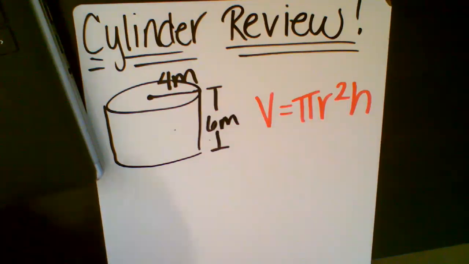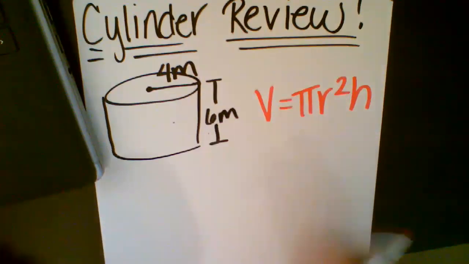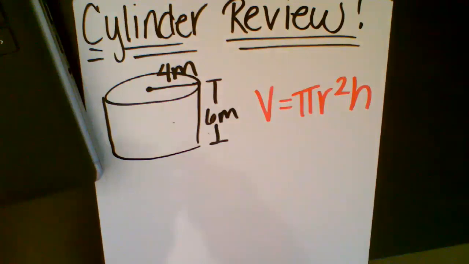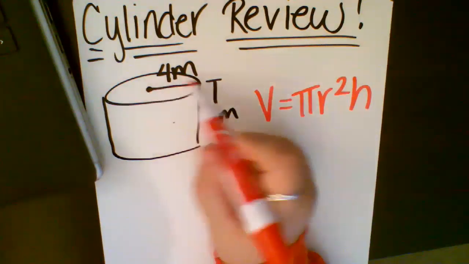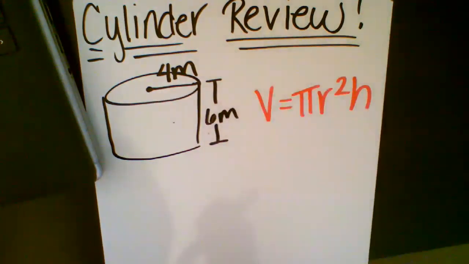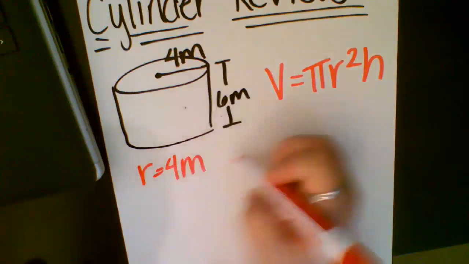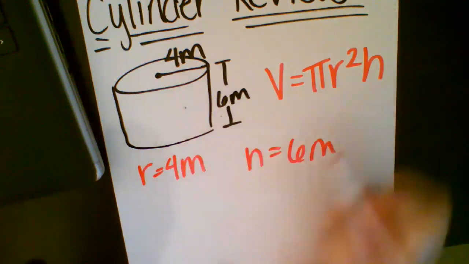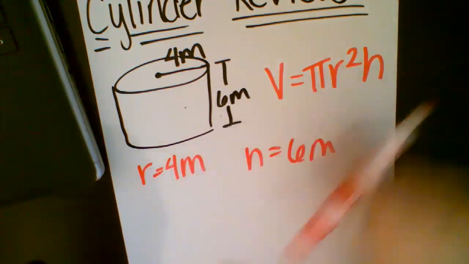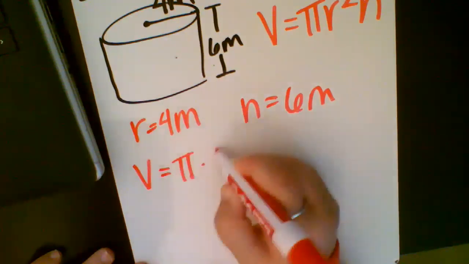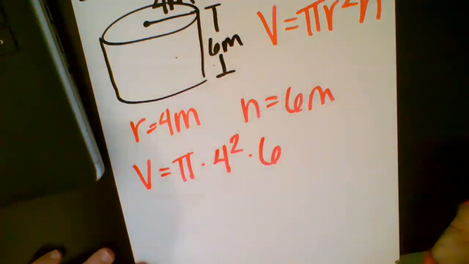Okay. So volume of a cylinder, we had a special formula: volume equals pi radius squared h. Radius is the length from the middle of the circle to the edge, and the h is the height of the cylinder. So in this example, my radius is 4 meters. My height is 6 meters. And all we're going to do, if you remember, is plug these numbers where they go in the formula. So the volume of the cylinder is pi r squared h.